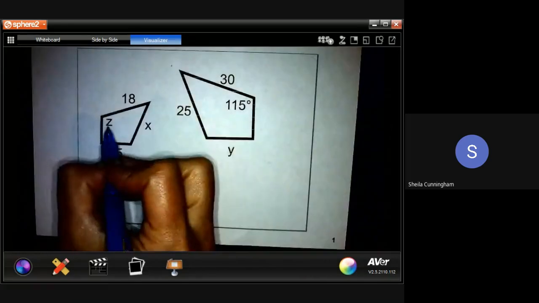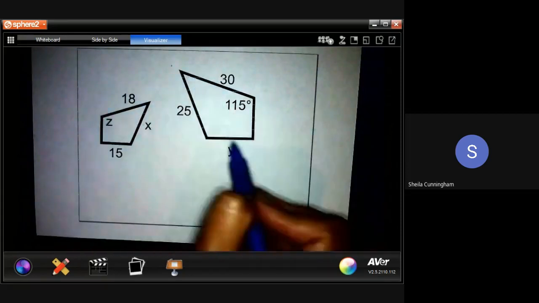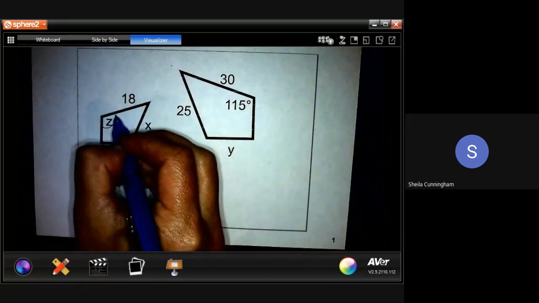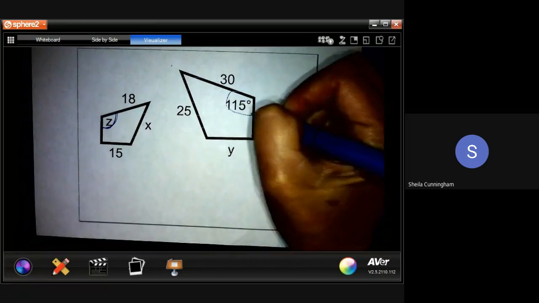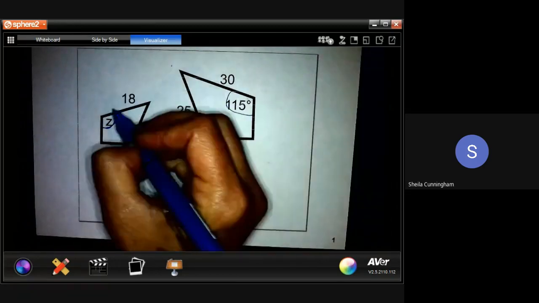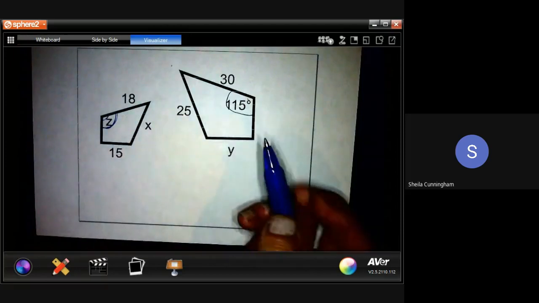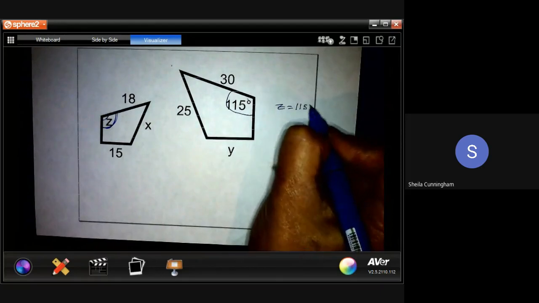So looking at just the angle measures right off the bat in this case, looking at your shapes and recognizing, and maybe I hope you identify that this here corresponds to this angle measure here, just by looking at basic shape and size and looking at the structure of the actual shape. So in this case, we know Z is going to equal 115 degrees.